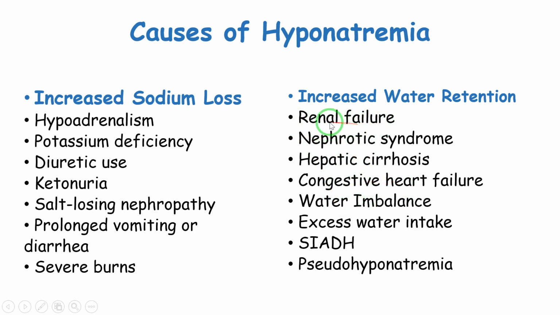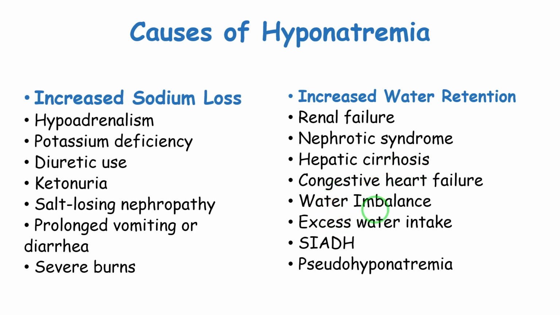In case of renal failure, there will be an increase in the level of urea and creatinine, and there will be hyponatremia. In case of nephrotic syndrome, there is a decrease in the level of total protein and albumin, and there will be an increase in urine protein, proteinuria. In addition, we will have hyponatremia. In case of hepatic cirrhosis, there will be abnormal liver function tests in addition to hyponatremia.